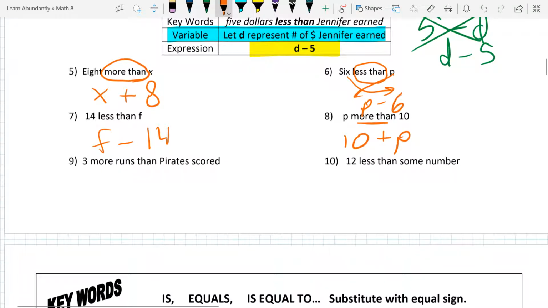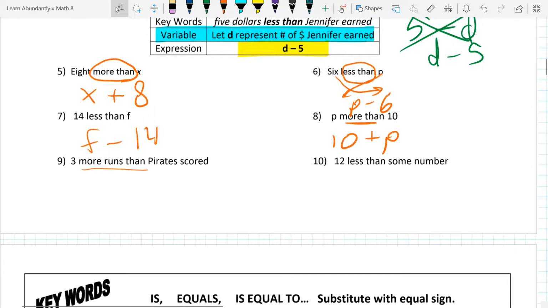Number 9 says 3 more runs than. Okay. So they tossed a word in between there to see if it would trip us up. So we still have more than, but what do we have more of? We have more runs. So we could have said 3 runs more than the Pirates, but in English, we don't always follow the same rules. We have a lot of flexibility. So instead of saying 3 runs more than the Pirates scored, the more than has been split. But it still means we're going to have to switch the order. It's kind of a weird phrase. It doesn't just tell us the letter.